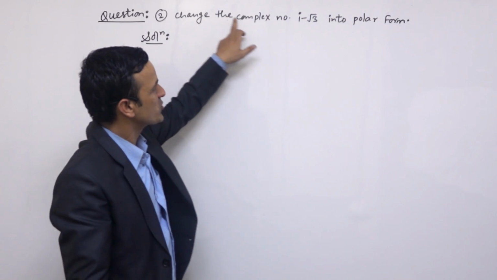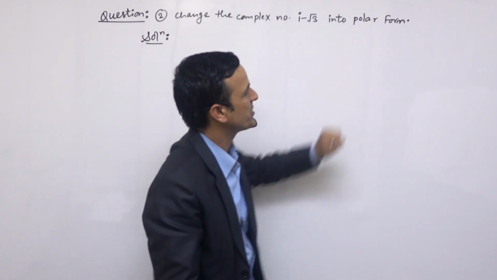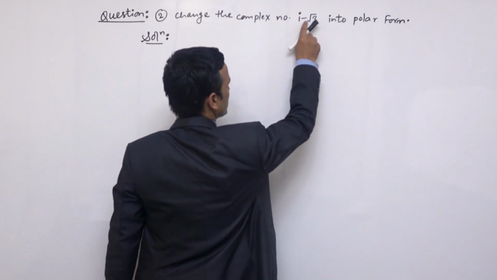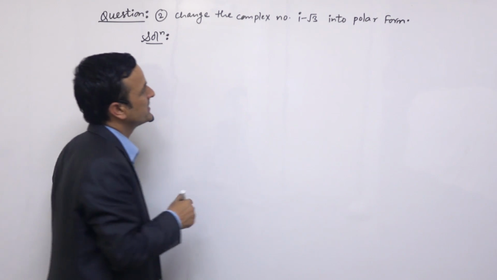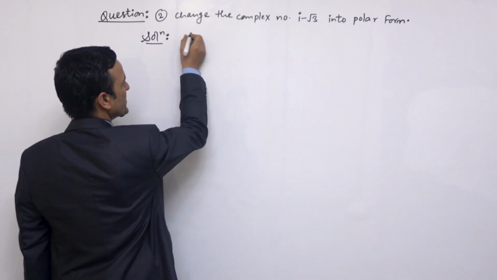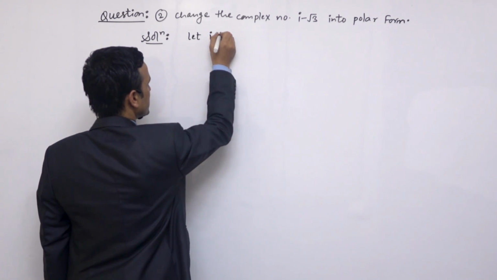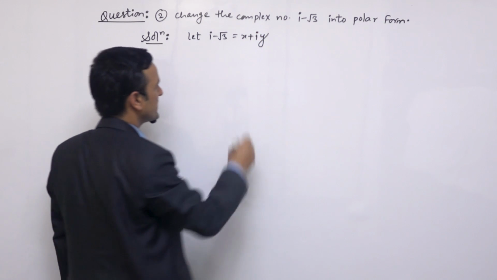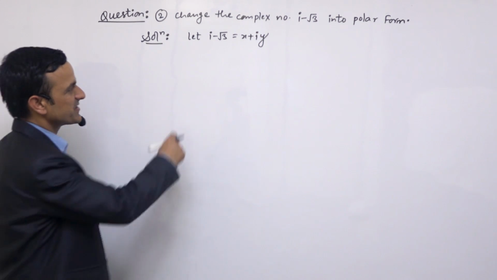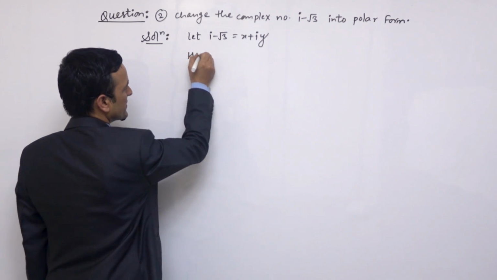Again we are going to change this complex number into polar form. Same question repeated. So question is slightly different, but we have to change it into polar form. So let's write this one term. Let i minus √3 is equal to x plus iy. So if you compare this question with x plus iy, then we get this one.